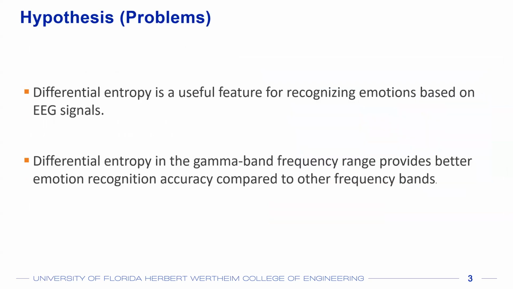Now, there are two hypotheses in this project. The first is that differential entropy is a useful feature for recognizing emotions based on EEG signals. The second one is that differential entropy in the gamma frequency band provides better emotion recognition accuracy compared to other frequency bands. I will verify these two hypotheses in the following slides.